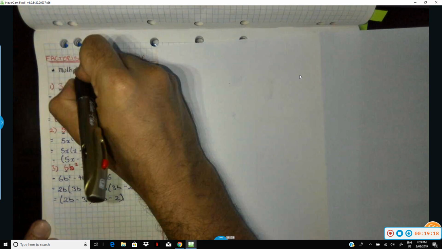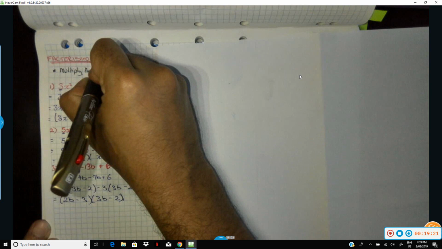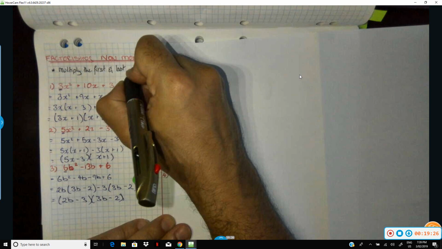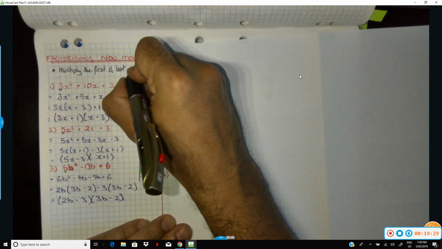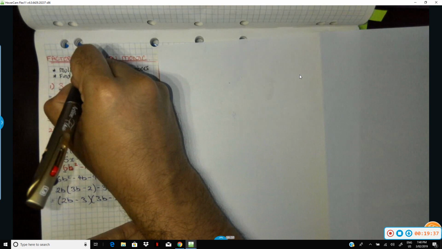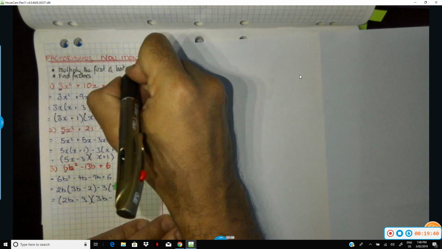So factorizing non-monics. Our method was: multiply the first and last, not terms, but the numbers. Find factors. Then substitute. And then use the grouping in pairs method.